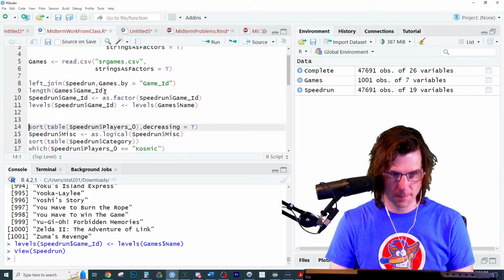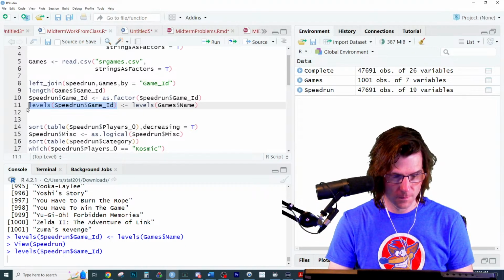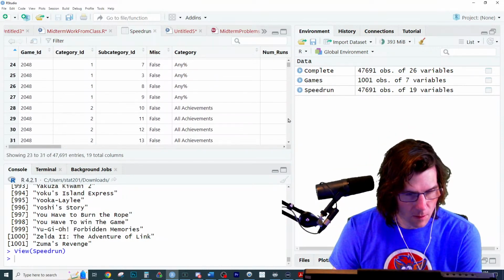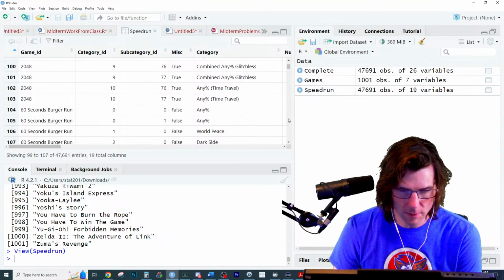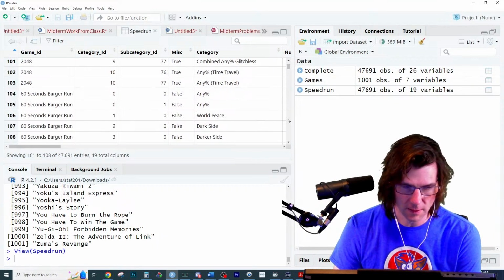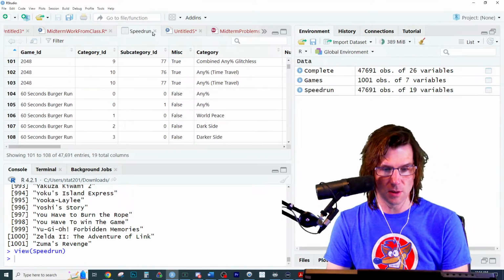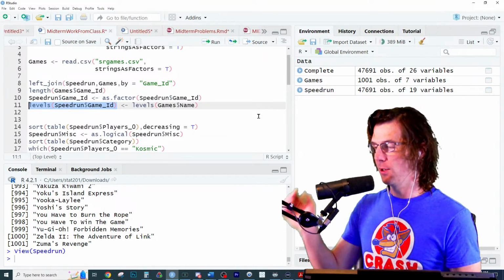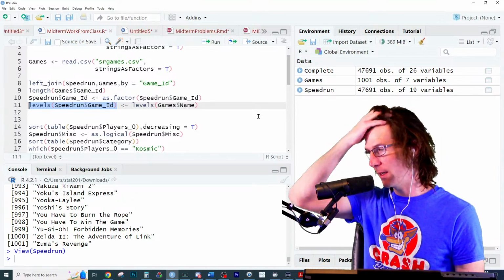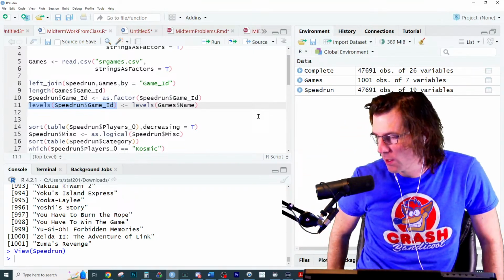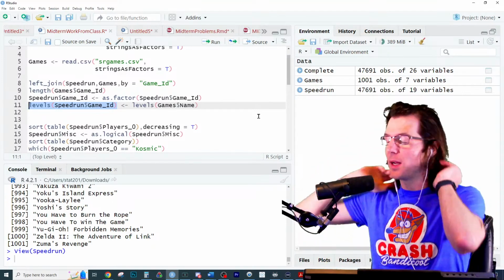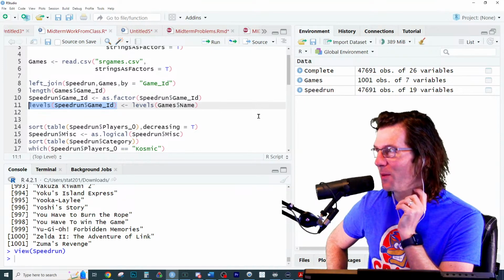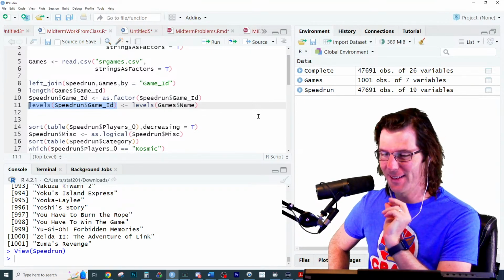I'll be. Oh, but it is. No. That's the issue. It's a bigger problem than I thought. Just getting the right game ID over to the right spot. And it's a bit ridiculous because I could do this with a VLOOKUP in Excel.